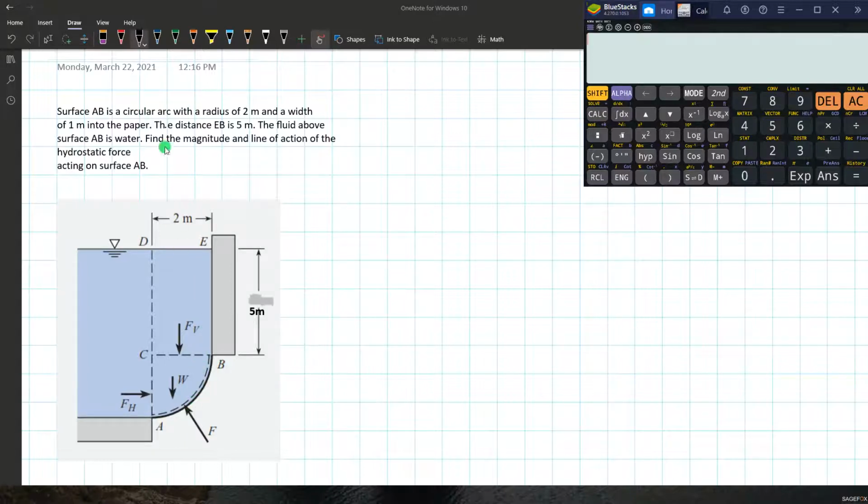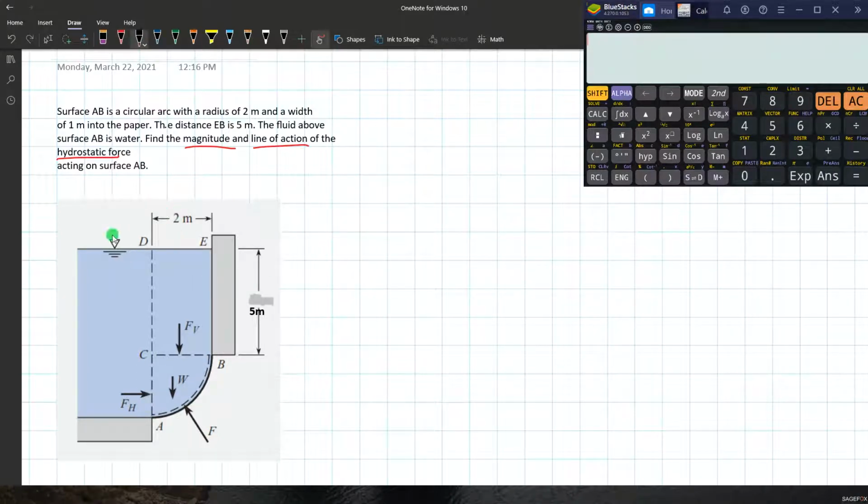So we are required to determine the magnitude as well as the line of action of the hydrostatic force. It means if we are going to determine the equivalent forces acting on this curved surface right here, we are also required to locate these forces on this figure. So we will determine where the horizontal equivalent force is located as well as the vertical force. So let's solve this.